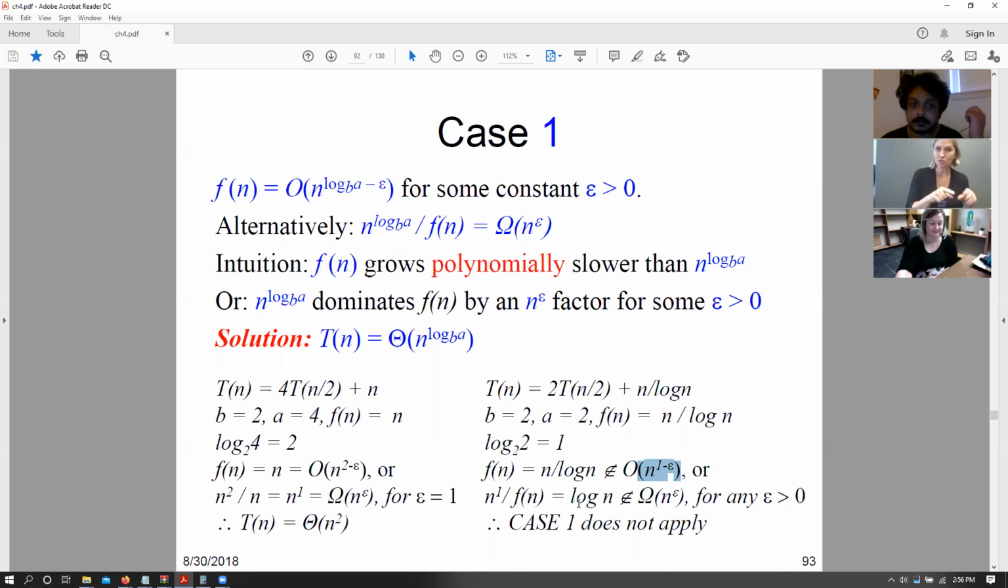And in that case, if we look into it the other way around, we have n to the power of 1 divided by f of n. F of n is this thing. So we have n raised to the power of 1 divided by f of n. So log of n is not going to be a dominating thing for any exponential of n, right? So any polynomial of n, right? So this is not a big omega of n raised to the power of epsilon for any epsilon greater than 0. And that is why case 1 does not apply. Okay, gotcha.